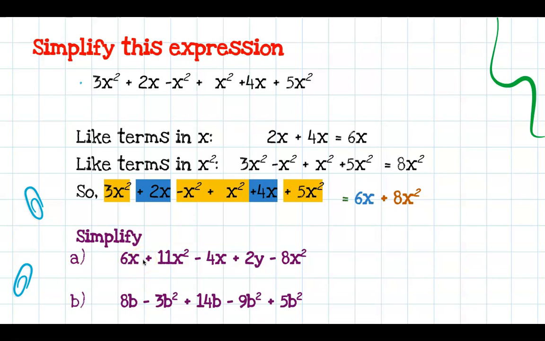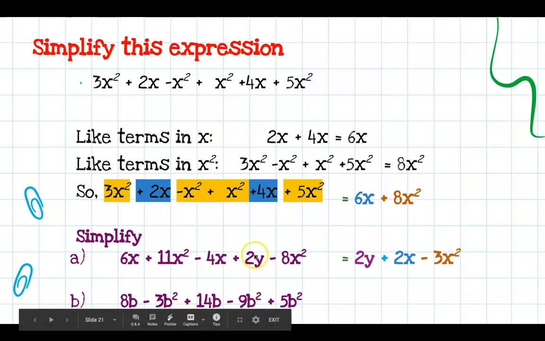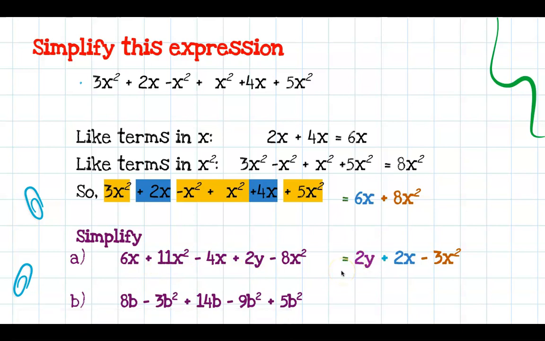Okay, welcome back, and let's check your answer. For letter A, the answer is 2y plus 2x minus 3x squared. Now take a look, that 2y is on its own, so I just copy it. It should not disappear. How about letter B? What's your answer? The answer for letter B is 22b minus 7 squared.